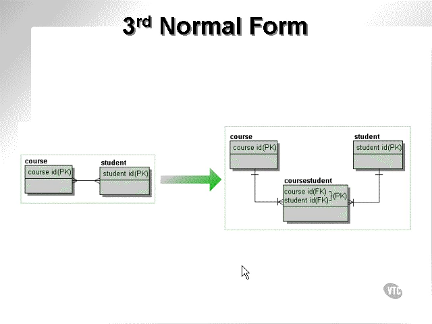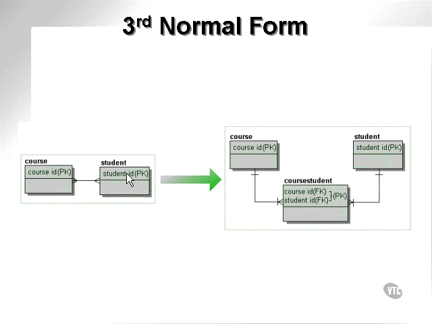I like to think of third normal form as a resolution of many-to-many relationships. In this situation, we have a course and a student. A course at a university can have many students. A student can be enrolled in many courses. The result of this is that there's a many-to-many relationship between the course and the student, because the course can have many students and the student can have many courses.